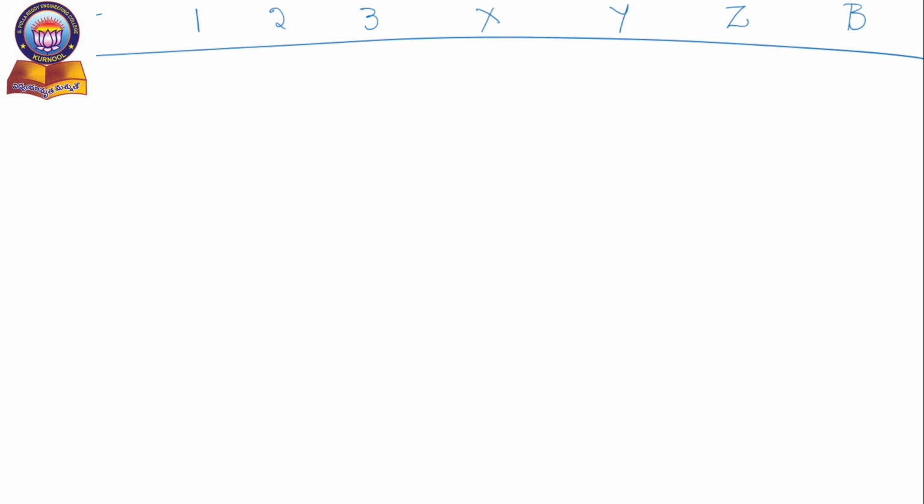Directly I am writing the transitions. Here the states and the symbols are 1, 2, 3, X, Y, Z and blank. These are the tape symbols. And here the tape alphabet tau is 1, 2, 3, X, Y, Z, blank, and the input alphabet sigma is 1, 2, 3. Now let us see the transitions.